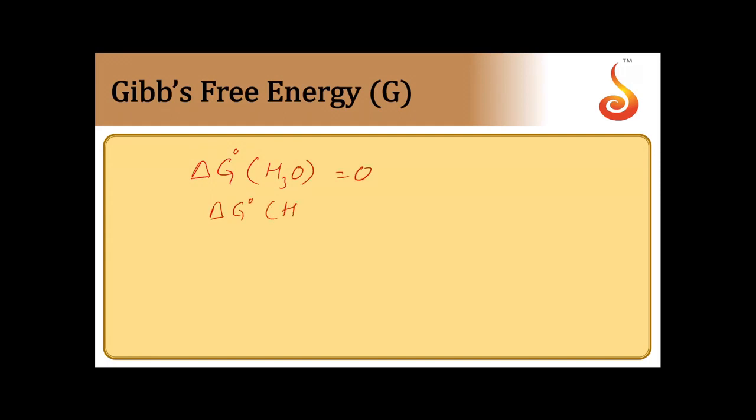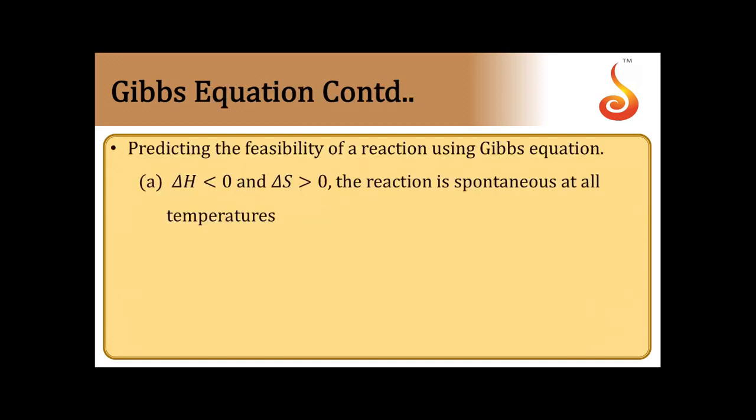Delta G naught, the standard free energy change, of H2 and of all elements is taken as 0. So the standard enthalpy of formation of the elements and the standard free energy of formation of the elements are taken as 0.